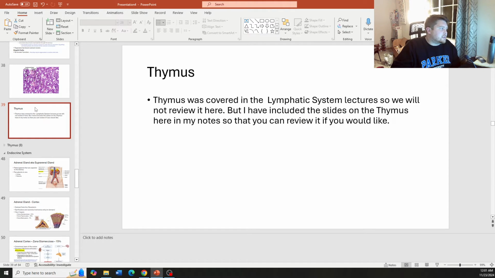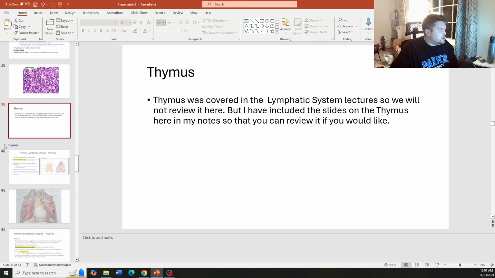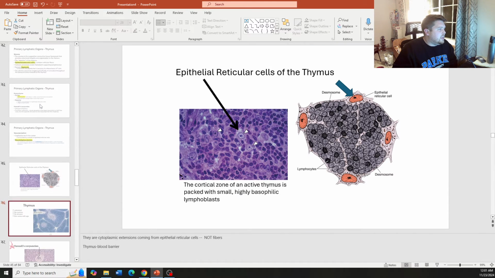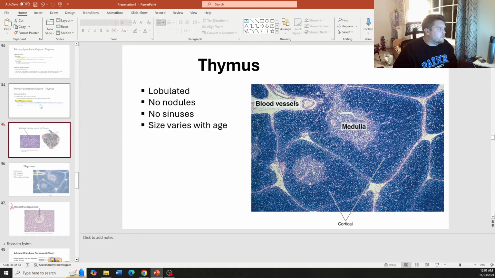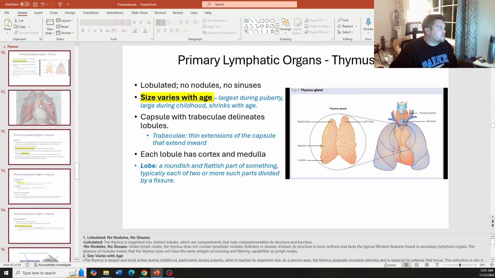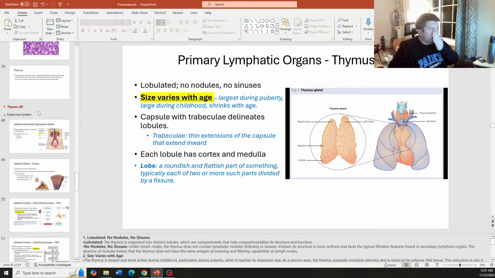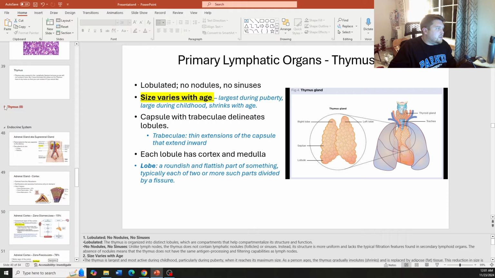Next, the thymus. So we covered the thymus already. That was all in the lymphatic system lectures. What I did is I went ahead and included all of the thymus slides here in the notes. We're not going to go over it now. If you want a refresher on the thymus, you can jump back and watch the lymphatics video.